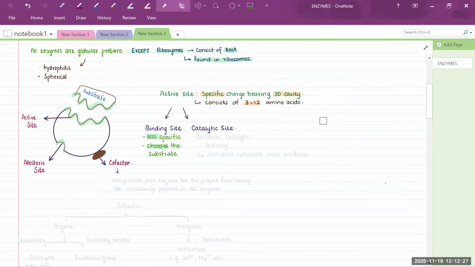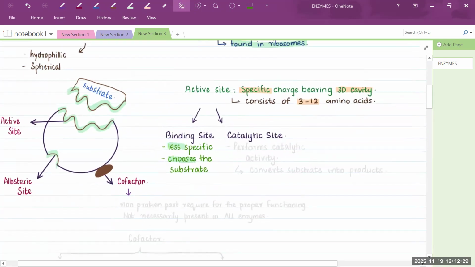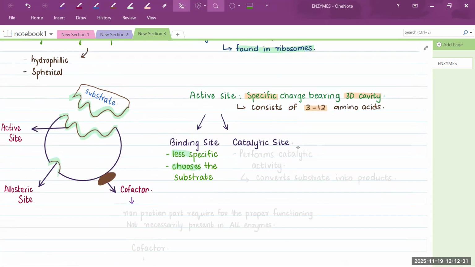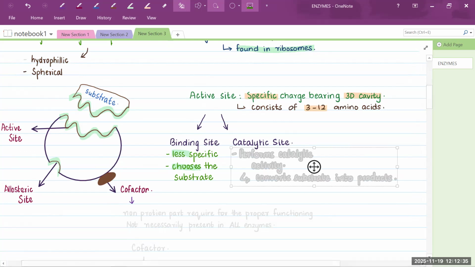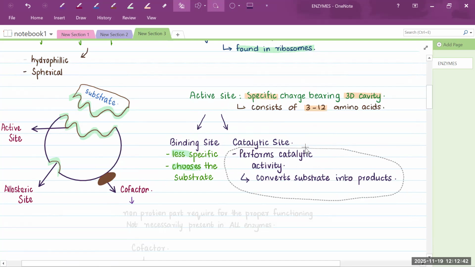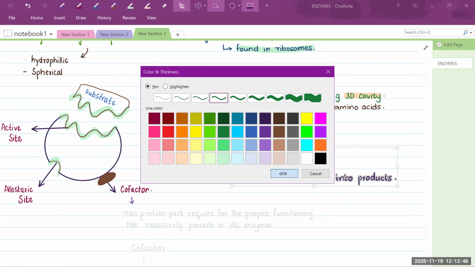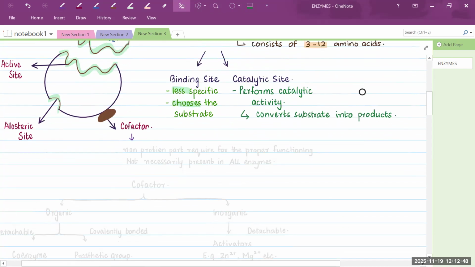And why is the catalytic site more specific? Because it performs the catalytic activity. It converts the substrate into products. Now if the binding site has not chosen a correct substrate, that means it cannot be converted into product. It will just remain bound to that, but it will not be converted into product, right?